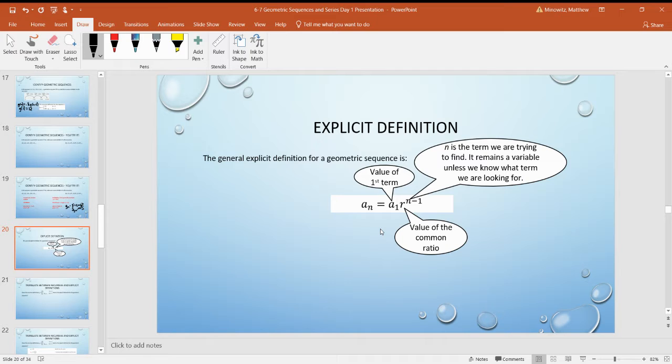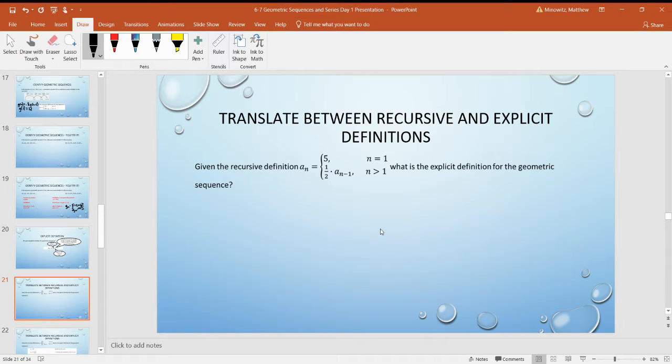So let's take a look at how to write an explicit definition. And we're going to go back and forth between recursive and explicit depending on what the problem asks, depending on how we need to use it. So it gives us a recursive definition here. Our starting term, our first term is 5, and our multiplier is 1/2. So we need to write the explicit definition. So we need to say that to find any term, you need to start at 5, and you multiply it by 1/2, however many times we need.